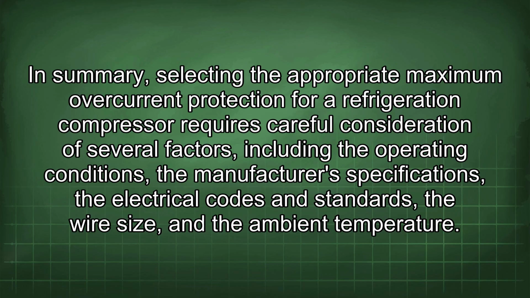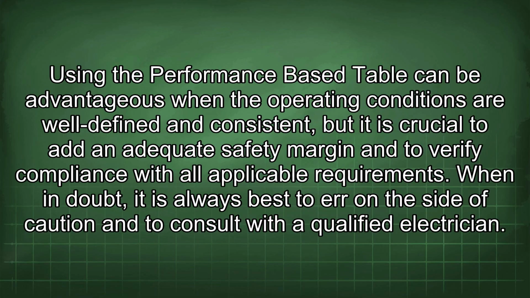In summary, selecting the appropriate maximum overcurrent protection for a refrigeration compressor requires careful consideration of several factors, including the operating conditions, the manufacturer's specifications, the electrical codes and standards, the wire size, and the ambient temperature. Using the performance-based table can be advantageous when the operating conditions are well defined and consistent, but it is crucial to add an adequate safety margin and to verify compliance with all applicable requirements. When in doubt, it is always best to err on the side of caution and to consult with a qualified electrician.